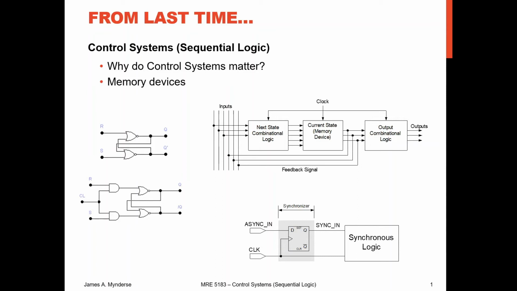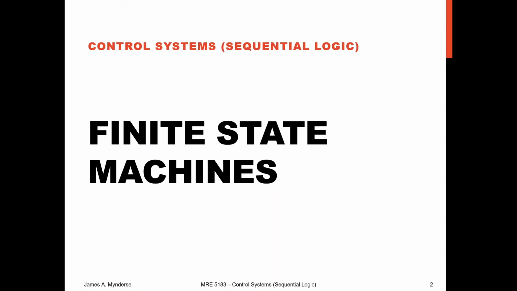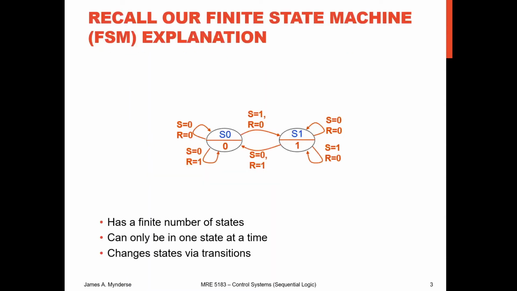So as a recap, remember we have talked through memory devices with SR latches and SR flip-flops. We've talked about D flip-flops. We've talked about how we're going to use those memory devices to combine our next state combinational logic and our feedback and our output combinational logic to make a finite state machine. So now we're going to actually do that and make the finite state machines.